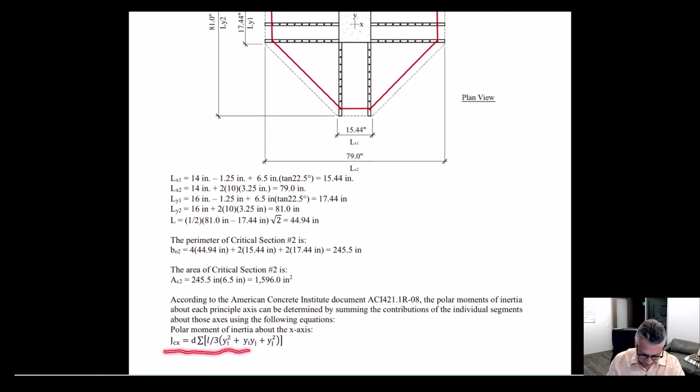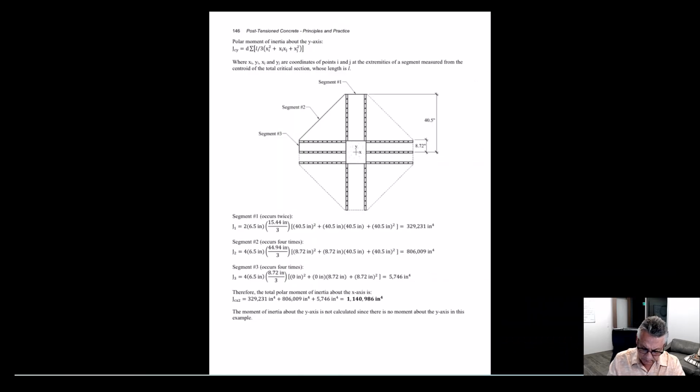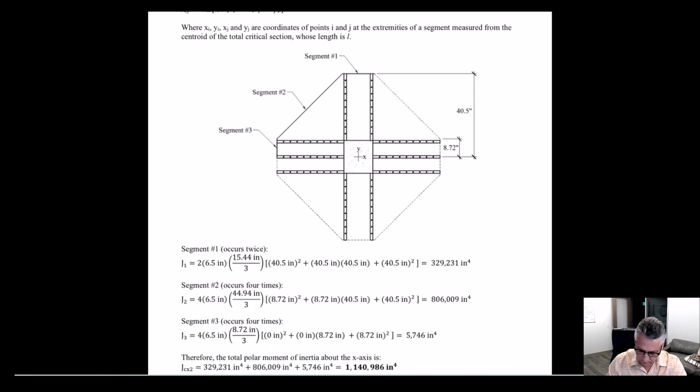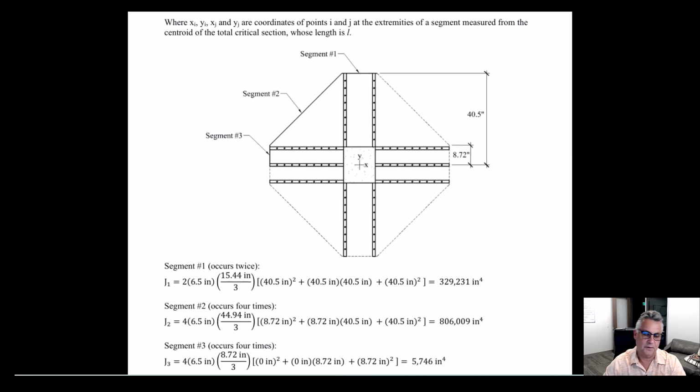So polar moment of inertia: D times the summation of each one of those segments divided by 3. Nobody knows why. It's left end value Y, left end squared, left times right, right end squared. You'll see how to use this in a second. And the polar moment of inertia about the opposite direction is exactly the same thing, going the other way. So what are we doing here? This is probably the only hard part about this whole assignment that I'm giving you.